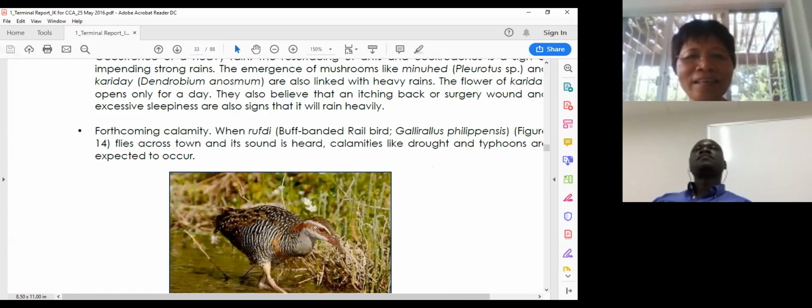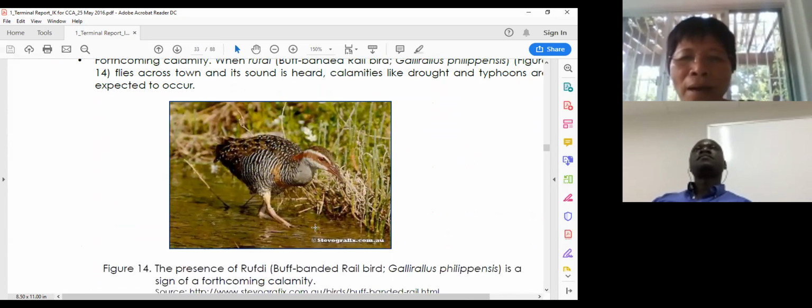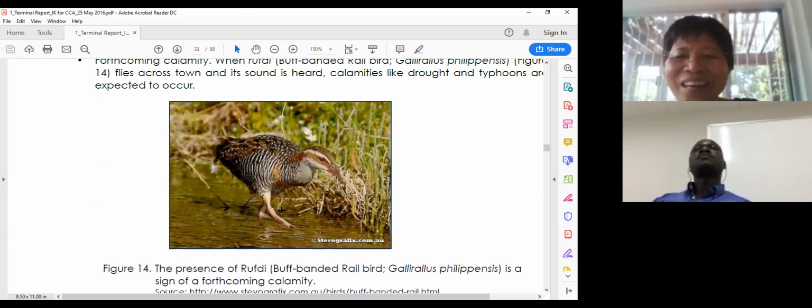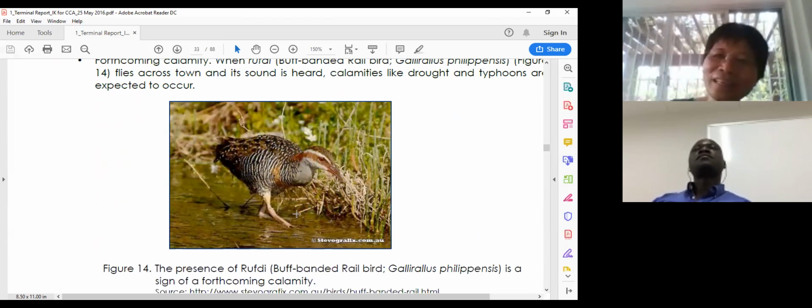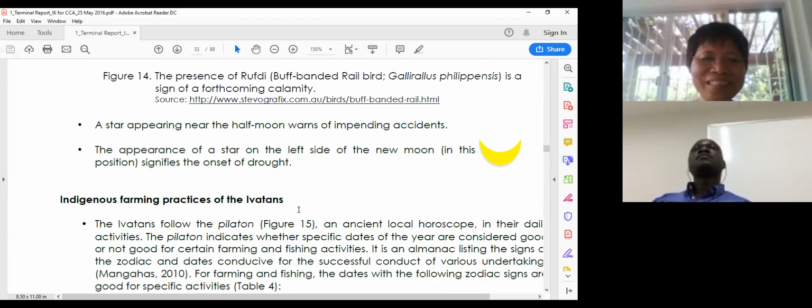All right. Okay, this is an example of a buff-banded rail bird. It's a sign of a forthcoming calamity. If they see this bird, there is a hazard that is coming. So they look at this. They call it a buff-banded rail bird. So once they see it, oh, there's a calamity that's happening. That's how they use it in the indigenous ones.